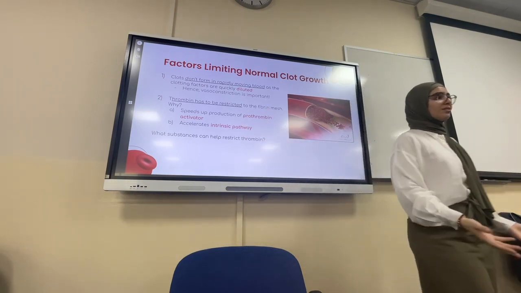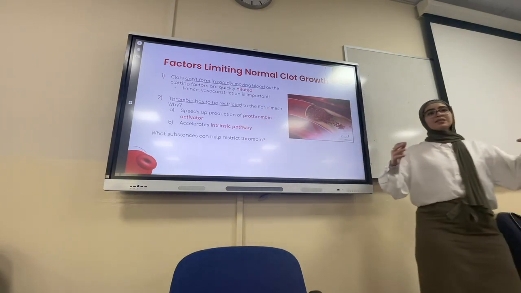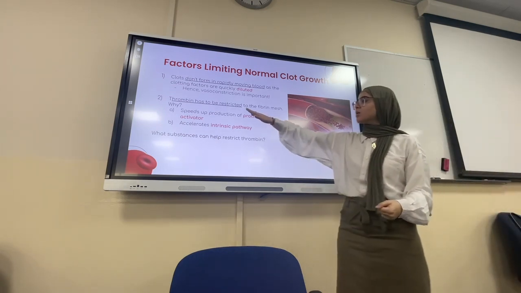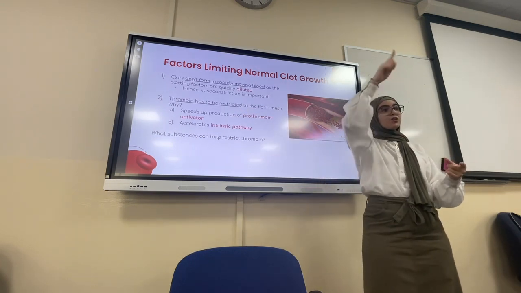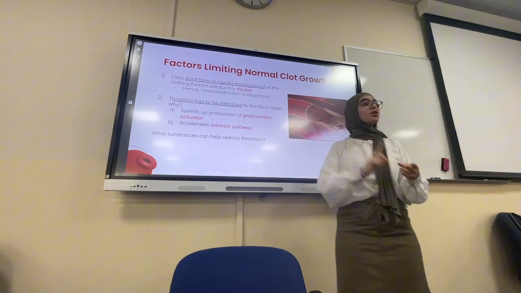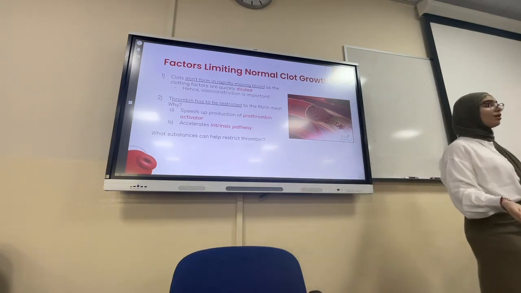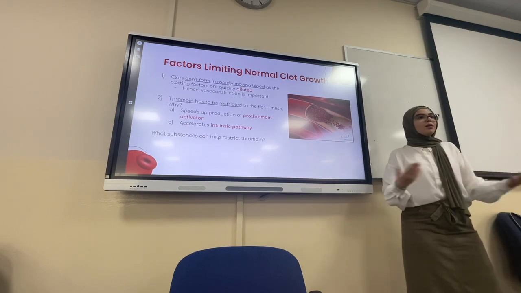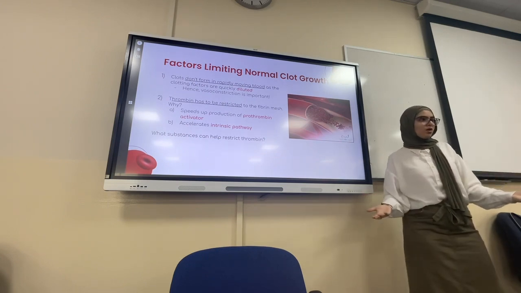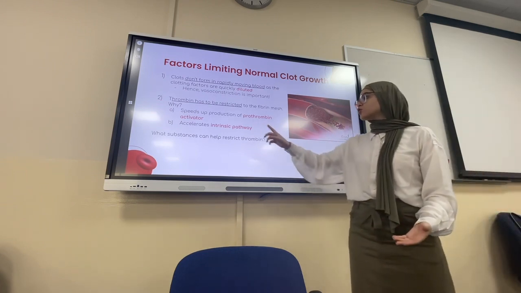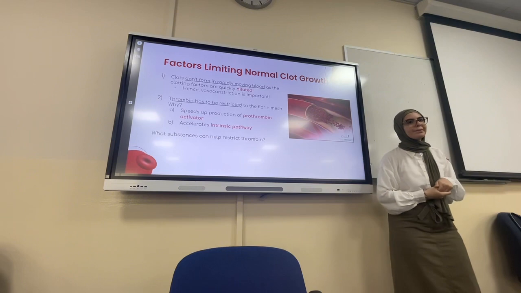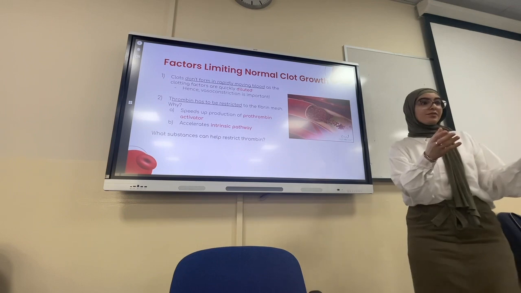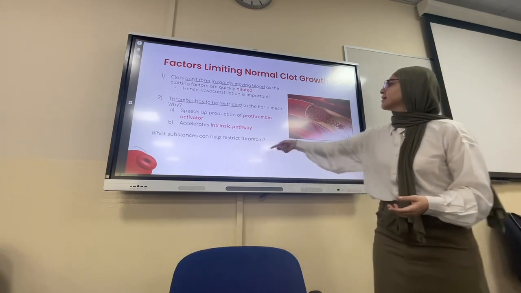Thrombin also has to be restricted. We can't let thrombin go everywhere and form clots all over the body. That's not going to be healthy. Why? Because thrombin, first of all, does a positive feedback and speeds up the prothrombin activator. And another thing, it enhances the intrinsic pathway. So these two things are really dangerous. If we continue forming the fibrin mesh and then the clot, where's the healing process going to start? So we need to limit and restrict it. What substances can help restrict the thrombin? Anticoagulants, right? So let's have a look at the anticoagulants.